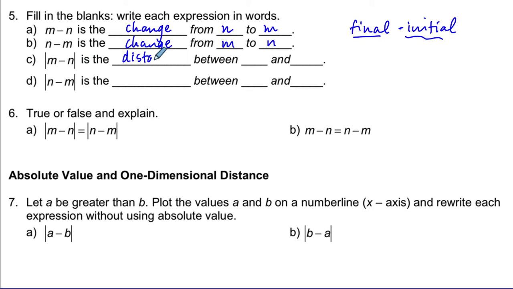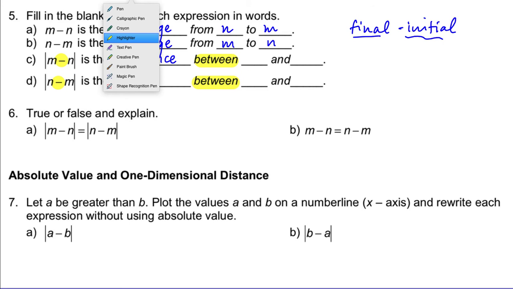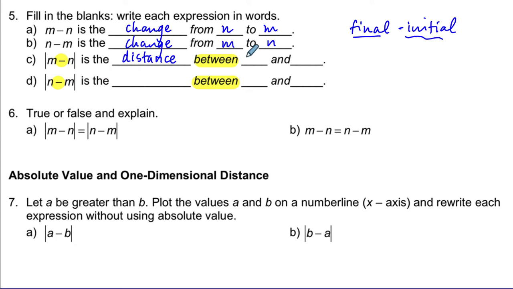With absolute value, we're talking about the distance, and it's the distance between the two values. And so the word between is indicated by the subtraction in that statement. And so the first one, we have the distance between m and n. And in the second one, it's still distance, but it's between n and m. However, it doesn't really matter the order. Those two things are equal to each other.